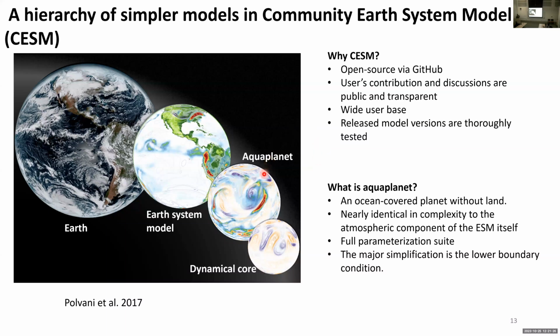And the simplified climate model we use is the aquaplanet. The aquaplanet is a water-covered climate model. There is no land on it. Overall, the globe is ocean, and the physics is almost identical to the comprehensive climate models. So the major simplification is the lower boundary condition.